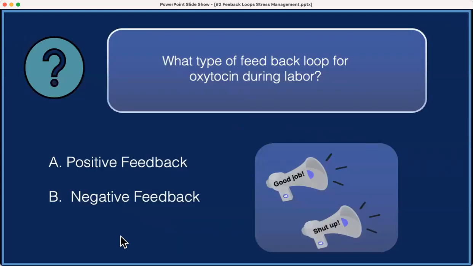So what type of feedback loop do you see with oxytocin during labor? Is it positive feedback or negative feedback? The answer is it's positive feedback, because you're producing something, and once it's done, it's done. And this is where I was referring to earlier about the labor coach. Good job, keep going. That's a positive feedback loop. You produce something.